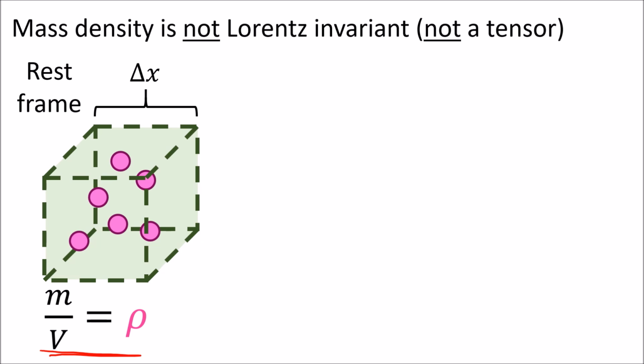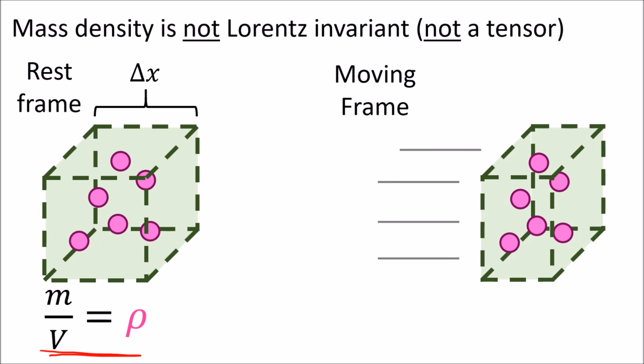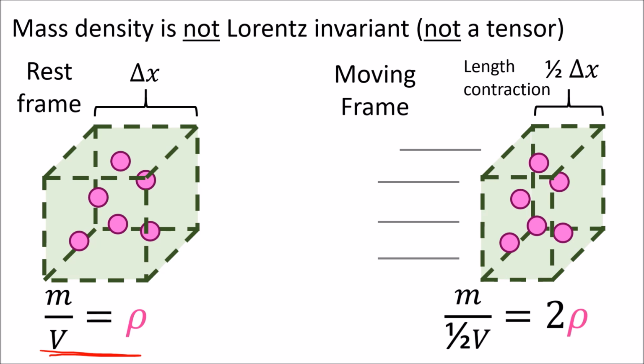If we look at this same setup in a frame where the volume is moving, the volume could be length contracted to be half its size, meaning the mass density in the moving frame will double in size. So the mass density depends on the frame of the observer.